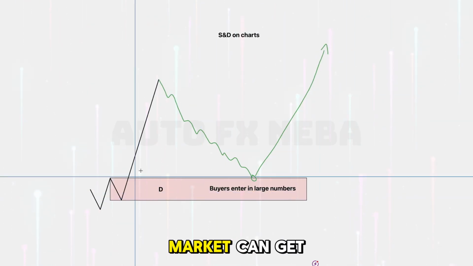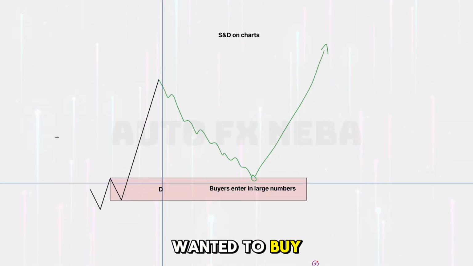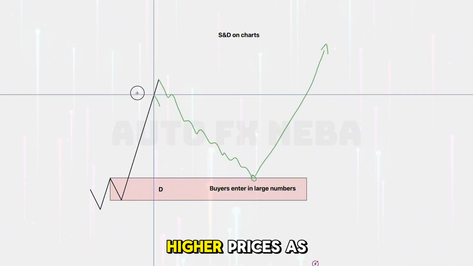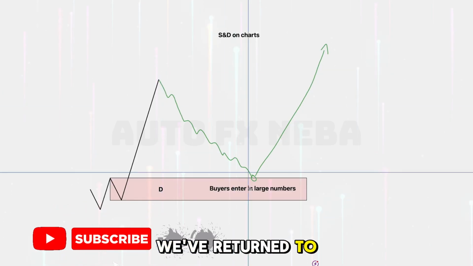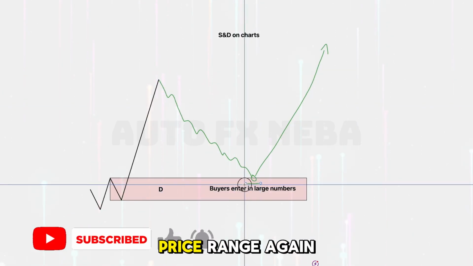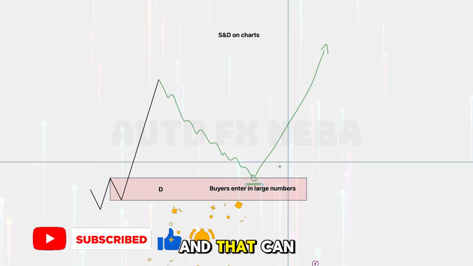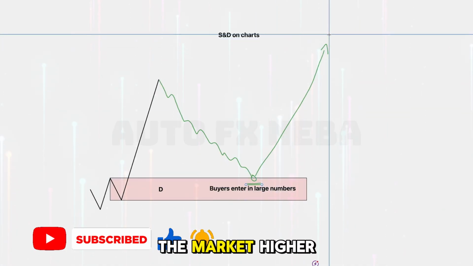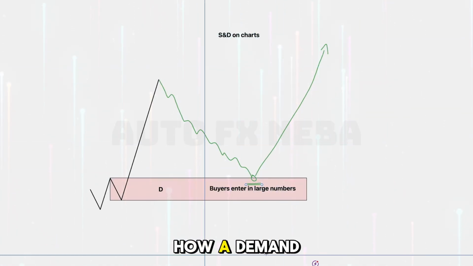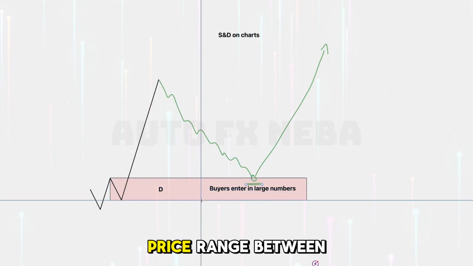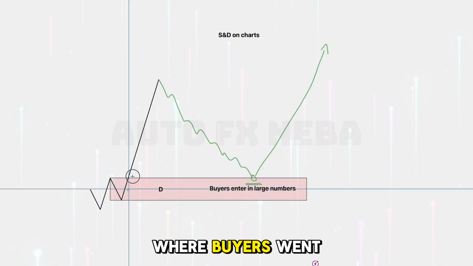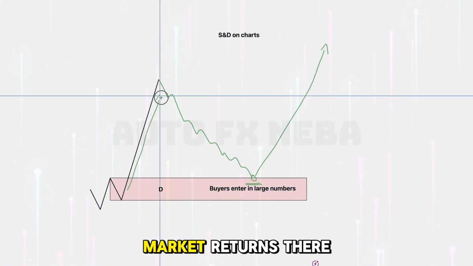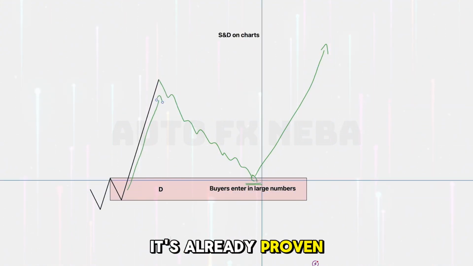So if the market can get back in there, well, anyone that wanted to buy, but now sees these higher prices as too late to buy, they will think, okay, we've returned to a discount price. We're at a good price range again. So I'm going to get in, and that can set the new baseline to drive the market higher. Okay, so that is how a demand zone works. It's basically a price range between one level and another level where buyers went heavy before, and if the market returns there again, it's already proven as a discount price.